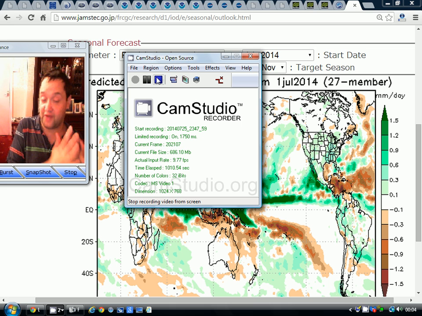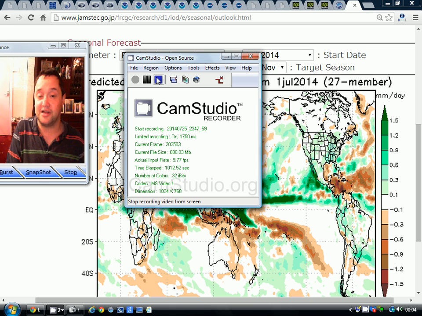The first possibility is that the model is definitely seeing a warmer than average autumn, and that's how things are going to pan out. It's very straightforward. It's going to be warmer than average through September, October, November. There'll be no great deviation.